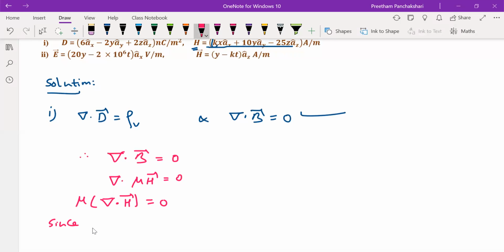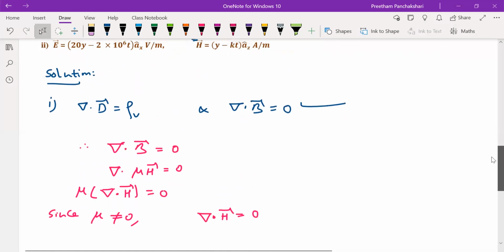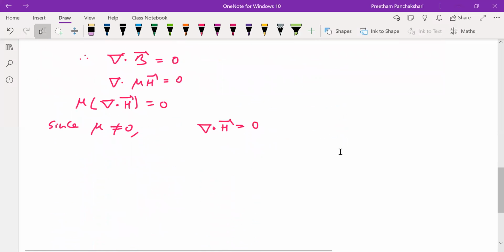Right side is 0. So left side, either mu should be 0 or del dot H should be 0 or both should be 0. But mu cannot be 0. It's a constant given in the problem. So del dot H should be 0. Divergence of H is 0. So with this, we can find the K value. So copy the H vector and keep it here for reference.